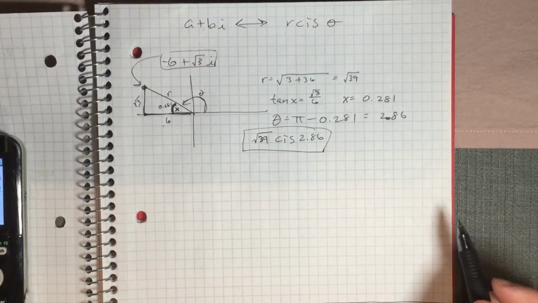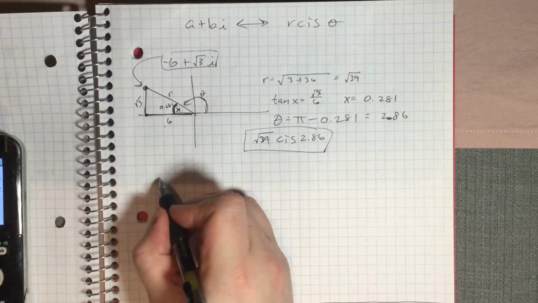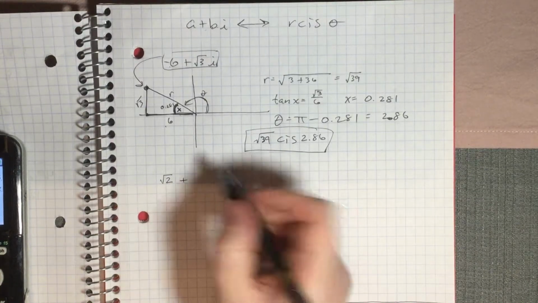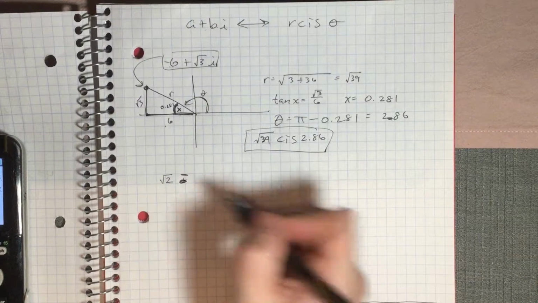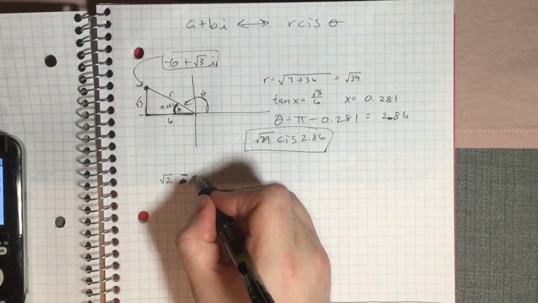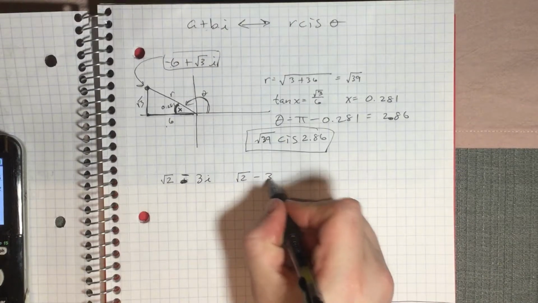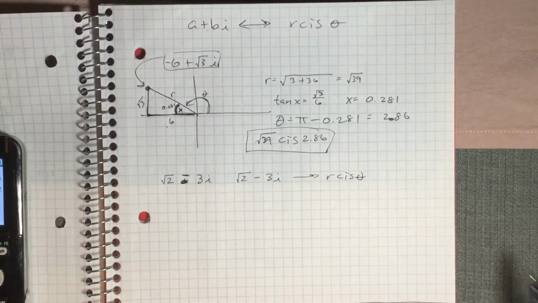There you go. I don't really think I need, well, I'll do one more just in case you want. So let's say we have square root of 2 is the real number part. Let's make that a minus... minus 3i. Okay, so I'll write that again. Root 2 minus 3i. And we want to change that to r cis theta form.